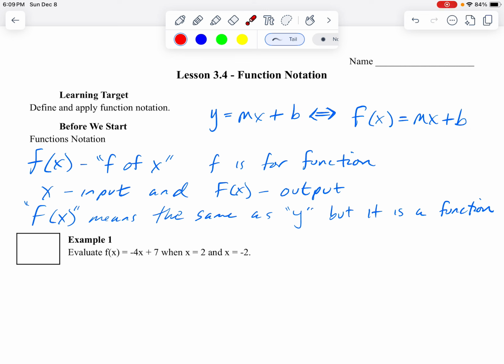Just instead of y, we're writing f of x, and that tells us that it is a linear equation, and specifically it is a function. Again, reminder, x is our input, and since y is being replaced with f of x, that is now our output. So again, f of x means the same as y, but it is a function.